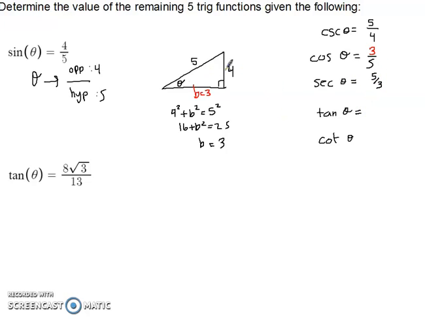Tangent now I can fill in is the opposite side, which is 4, over the adjacent leg to theta, which is 3. And cotangent is the reciprocal, so 3 over 4. All right, your turn. Go ahead and pause the video and practice this next example on your own.